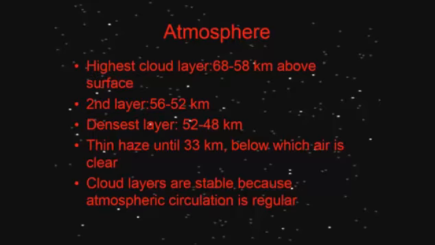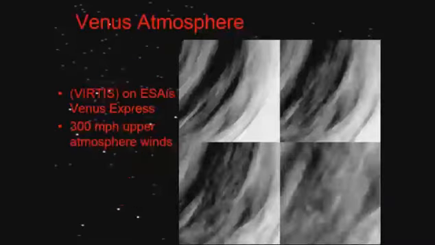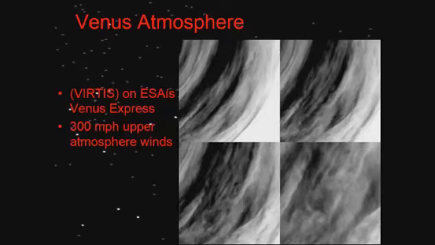In terms of its atmosphere, its highest cloud layer is about 68 kilometers above the surface, and then it has various layers below. You don't need to memorize these, they're just for your information. At about 33 kilometers, you get a thin haze, and below that the air is clear. So if you could stand on the surface, you would see through the air, and you would see these clouds hanging above you. And there are various observations of the winds on Venus; what we're seeing here is 300 mile per hour winds in the upper atmosphere.